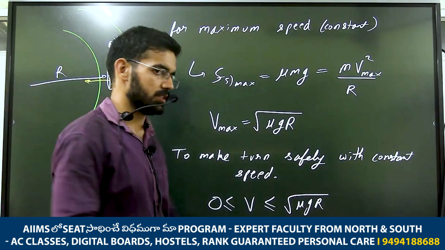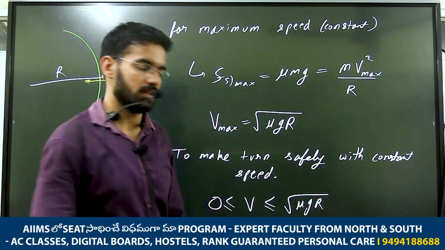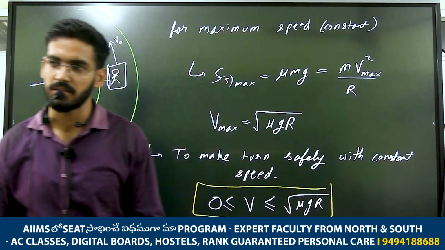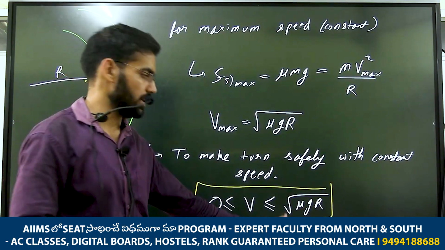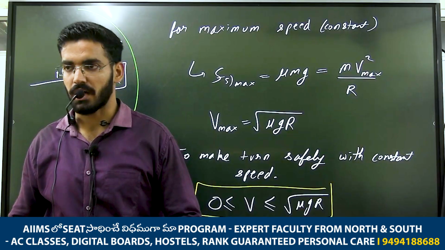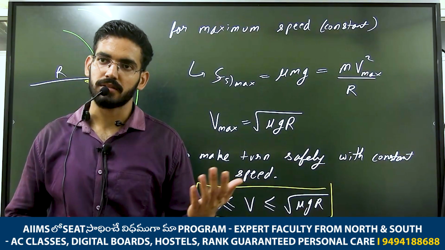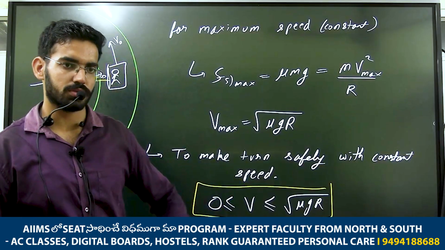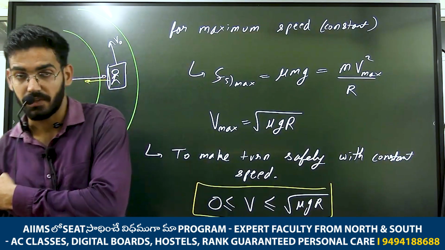So if you want to do a safe rotation, then your speed should be in this range only: greater than 0 obviously, and less than under root mu g r. If you go more than that, then what will happen? Slip. So that you don't want. So you want to go in this range if it is a flat road.